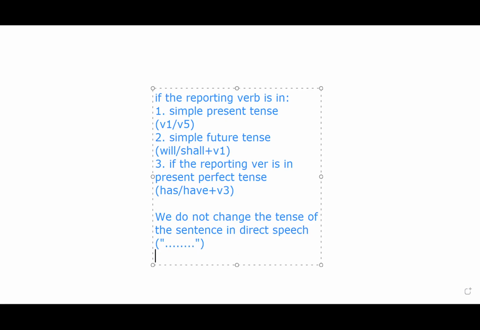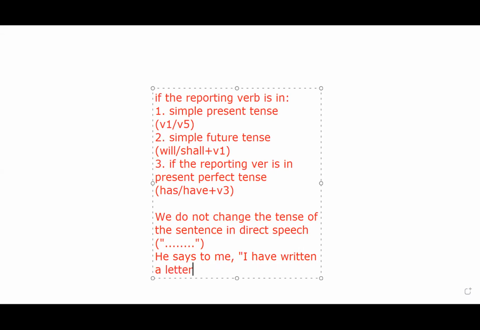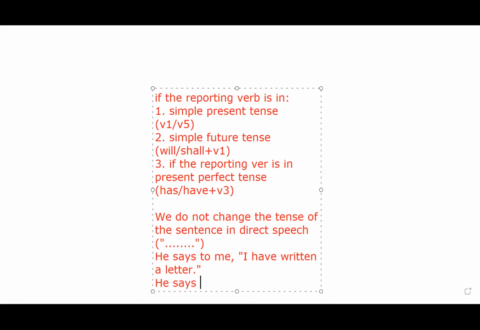Just for example, he says. Says के भयो? Simple present tense भयो. This one is simple present tense. So if here is simple, he says to me, I have written a letter. अब I have written a letter, it has to be changed into had written a letter. Had written a letter हुँदैन किन? Because this reporting verb is in present tense. So answer के हुने भयो? He says me that यो I have written, had written मा change हुनुपर्ने, अब यो present perfect मै change हुन्छ किन?